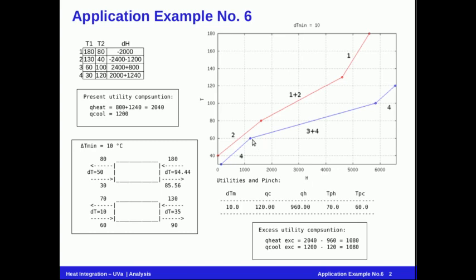Placing it at 10 Celsius, the minimum approach, this is the pinch, we can calculate the minimum cooling and the minimum heating. Minimum cooling is 120 kilowatts and minimum heating is 960. These give us an excess utility consumption of 1080 kilowatts for both heating and cooling. This means around 50% of the heating and almost the complete cooling.